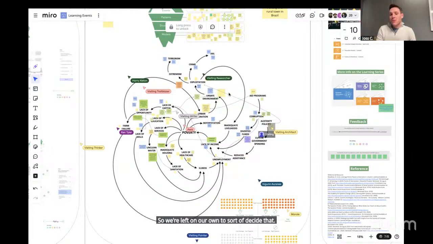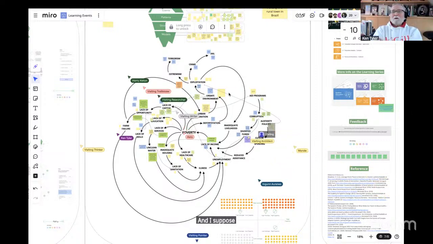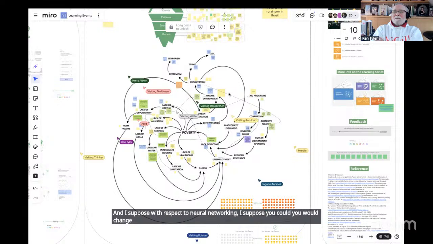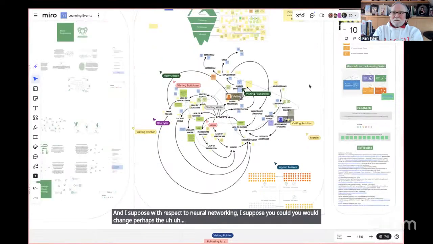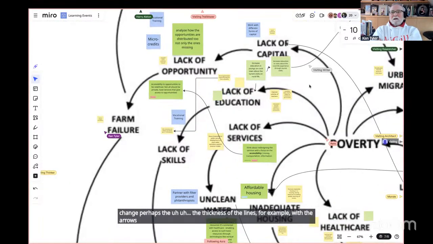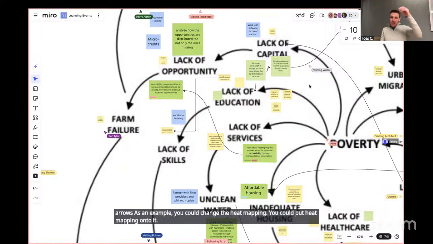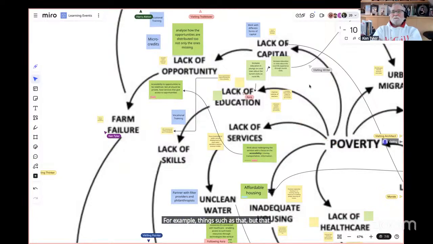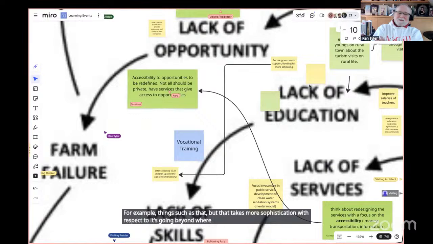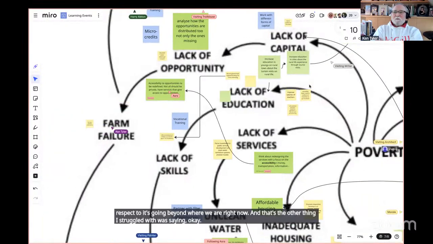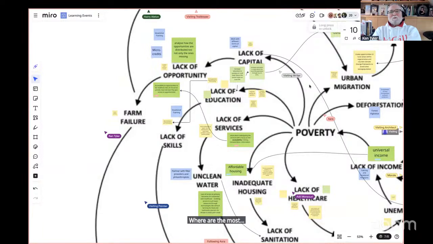Yeah. Okay. And I suppose with respect to neural networking, you would perhaps change the thickness of the lines, for example, with the arrows. As an example, you could change the heat mapping. You could put heat mapping onto it. But that takes more sophistication, and it's going beyond where we are right now. That's the other thing I struggled with, was saying, okay, where are the most significant things where intervention would be desired, as opposed to the whole map at an equal level, like equal playing level in terms of urgency and importance.